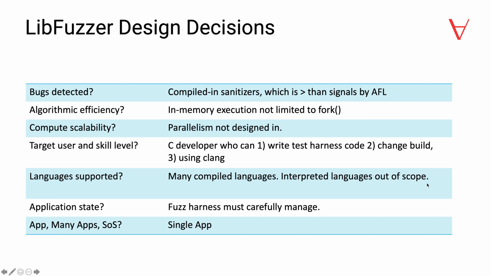And so when you're trying to fuzz these, you have to go in and really understand the source code. The languages supported are mainly compiled languages. Interpreted languages are out of scope, just like AFL. And the application state, the fuzz harness, again, must be very careful. Libfuzzer is similarly designed for a single application. In fact, this is a theme you'll see. I don't know of any system of system fuzzers out there. If you're looking for a PhD research topic, that may be one of them.